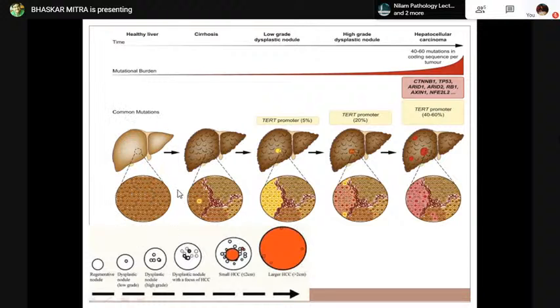Initially there is a hepatocytic proliferation. There are different inflammatory processes going on, leading to cirrhosis. On the cirrhosis, there will be development of regenerating nodules at different sites. As things progress, there will be more and more mutations, like TERT promoter mutation. So there will be formation of a nodule, and this is the precancerous dysplastic nodule. As time goes on, more mutations, more dysplasia, high-grade dysplastic nodules, and ultimately hepatocellular carcinomas.